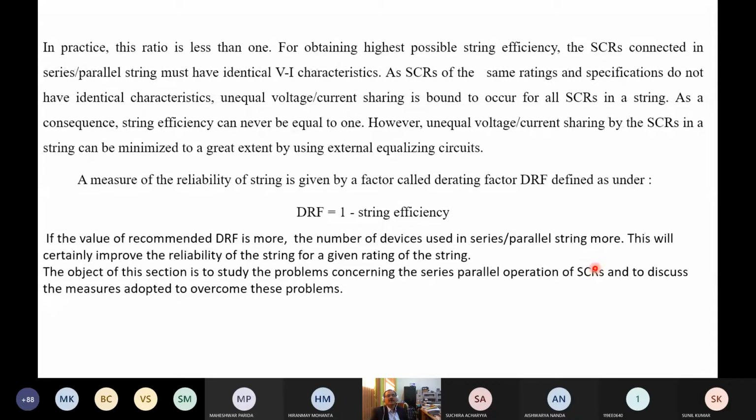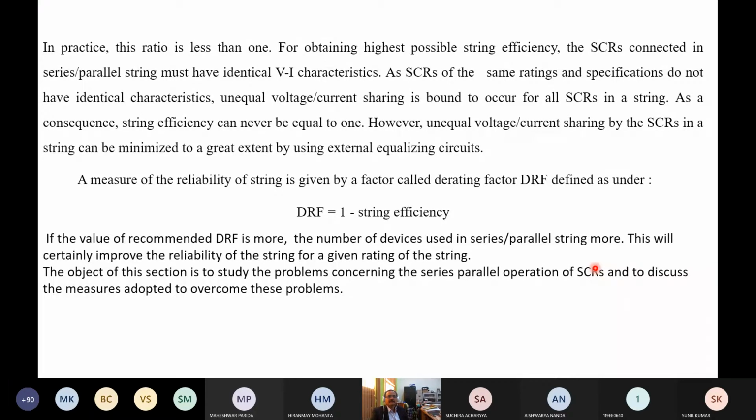For obtaining the highest possible string efficiency, the SCRs connected in series parallel strings must have identical VI characteristics. As SCRs of the same rating and specifications do not have identical characteristics, unequal voltage current sharing is bound to occur for all SCRs in the string. As a consequence, string efficiency can never be equal to 1. However, unequal voltage or current sharing by the SCRs in a string can be minimized to a greater extent by using an external equalizing circuit.